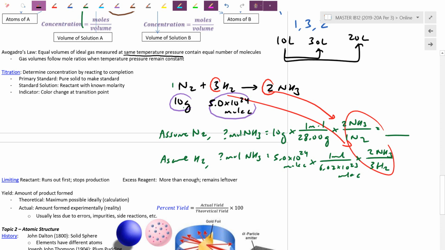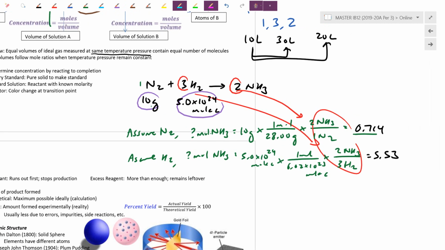So let me just actually type these numbers in since I have them. 10 divided by 28 times 2. I can produce 0.714 moles of my NH3. 5E24 divided by Avogadro's times 2 over 3. This can produce 5.53. There's no telling that these numbers have to be very similar. I just totally popped these numbers off my head here. In this case here, the smaller number is going to be what's produced.